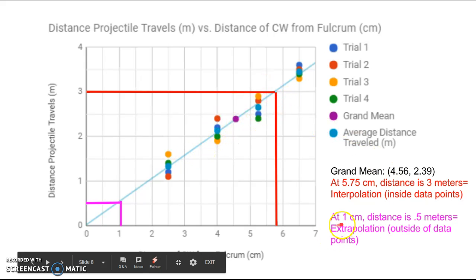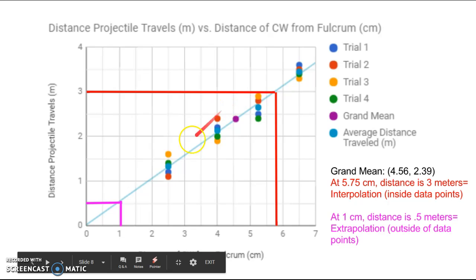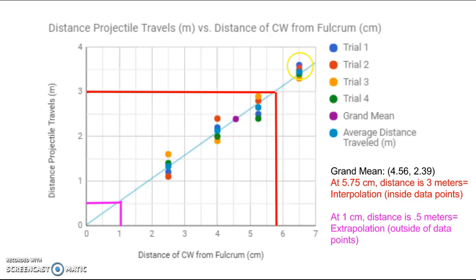Now the next one, at 1 centimeter, the distance is 0.5. Right? If I go to 1, go up to 0.5, that's the distance. A lot of you put that this was an interpolation, I think because you already had it on your graph and your trend line extended that far. But it's not an interpolation unless it's within the points that you've actually taken.